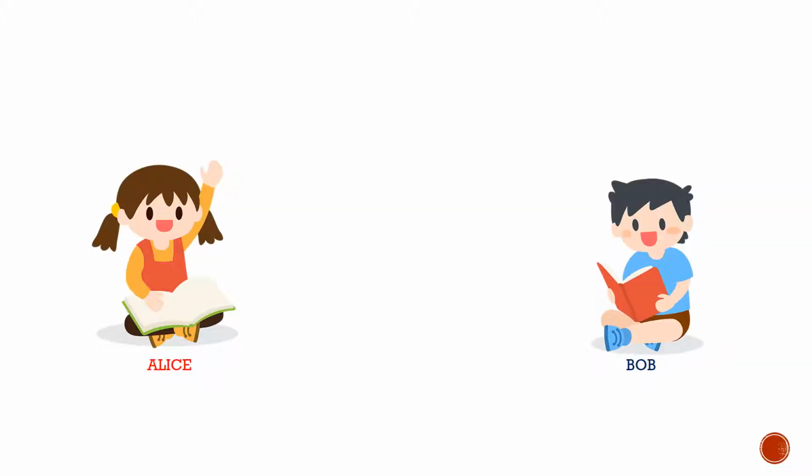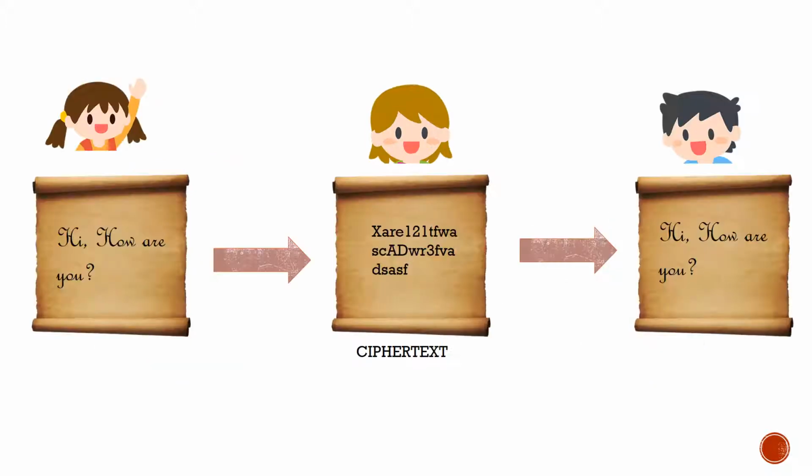Imagine a scenario where two friends, Alice and Bob, wish to communicate a secret message through an unsecure public communication channel. For example, Alice wants to tell her secret to Bob, and she doesn't wish anyone, such as Eve, to be able to intercept and discover the secret. So what is the solution?